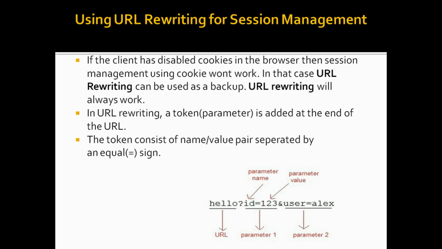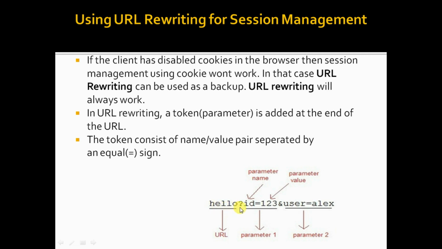In URL rewriting, a token, that is a parameter, is added at the end of the URL, and the token consists of a name and value pair, separated by the equal sign. Here is an example I gave: hello, then a question mark, id equal to 123, and user equal to Alex. Here the URL is a uniform resource locator, with maybe a signup.php page, or signup.html page, or signup.java, whatever it is, you can mention there.